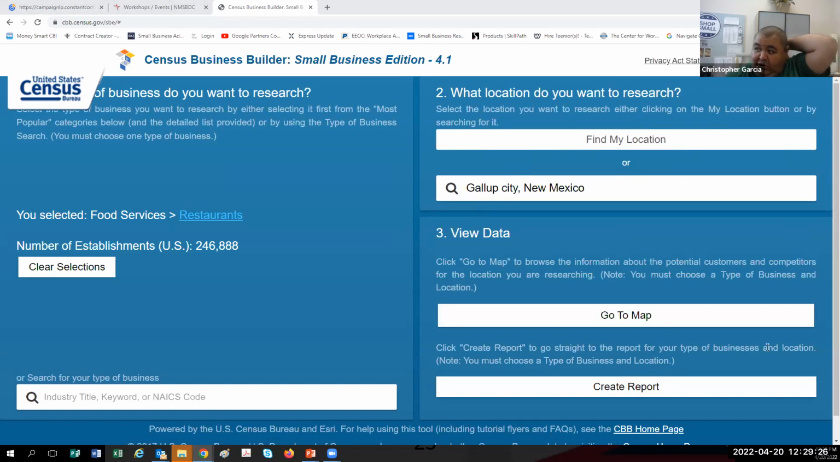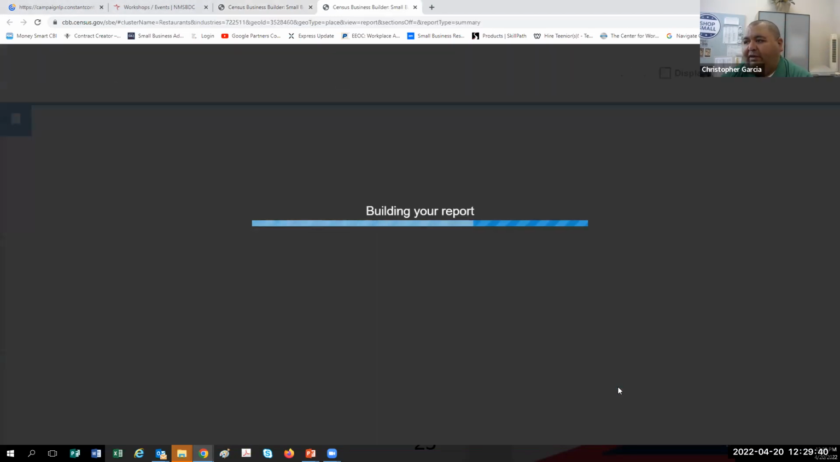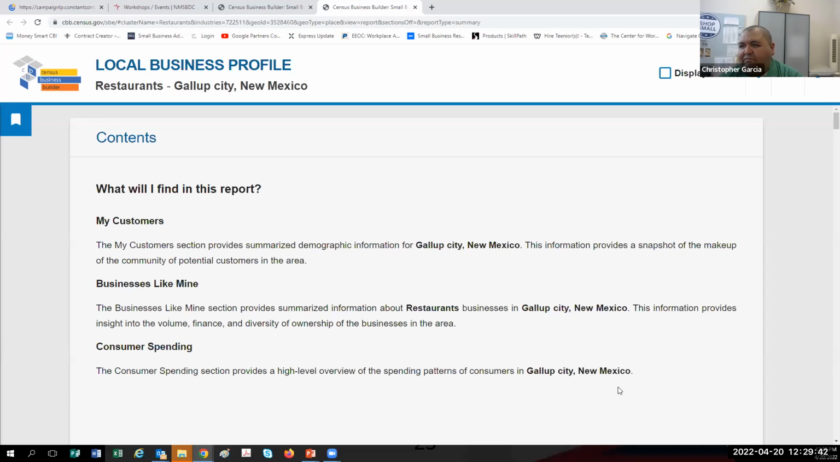You could either go to a map and you could explore different factors on a map. That's a little bit complicated for me and it overloads my home computer. I don't have as great internet service as I do at work. I like to create the report. So here's what the report looks like.